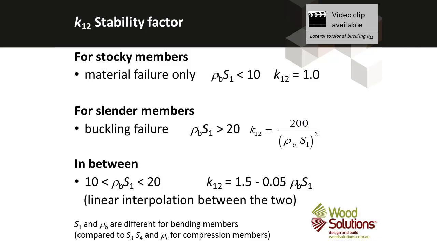This K12 factor is a function of the slenderness of the beam. The slenderness here is denoted by an S factor, S1 in the case of a bending member. So you can see if we have stocky members, the rho B times S1 is going to be less than 10, and for that K12 is 1. For very slender members, we have something that gets very close to a buckling formula, and in that case the K12 value is given by the inverse of the slenderness squared. And in between we've got a linear interpolation between the two.